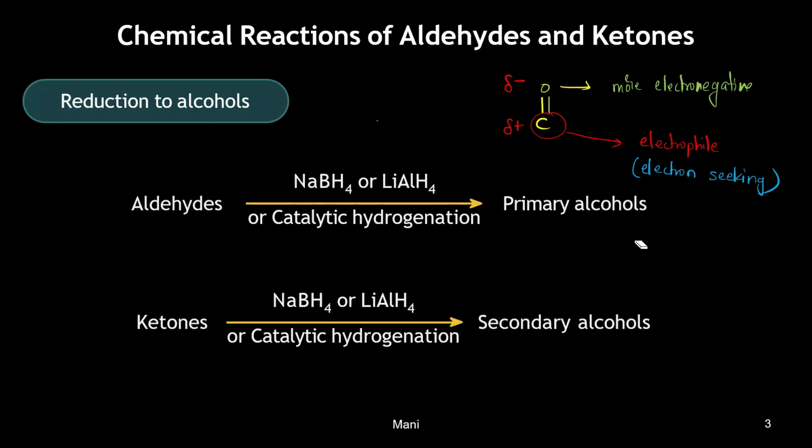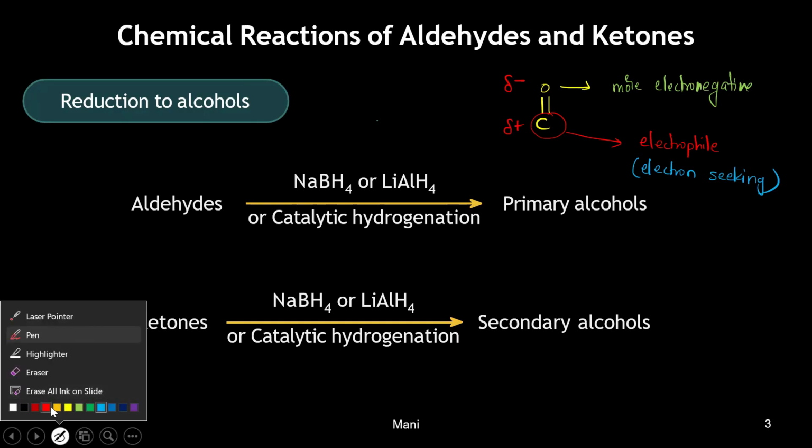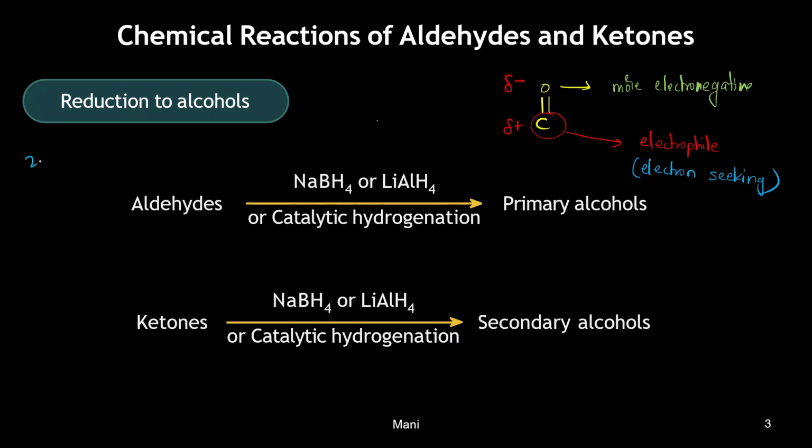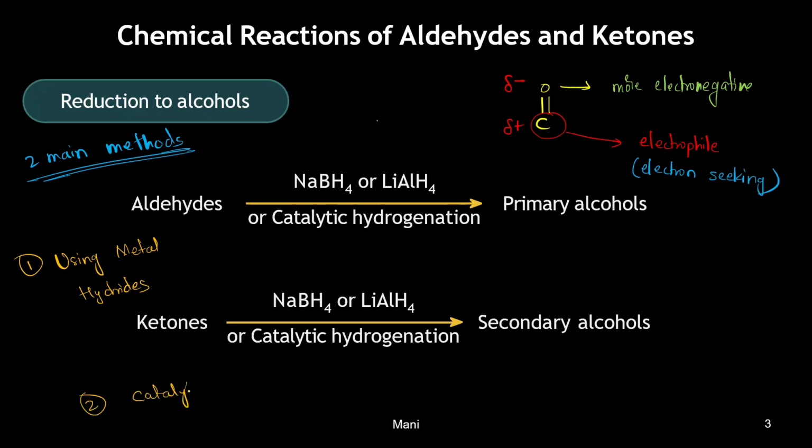Mainly it happens through two main methods. Remember, there are two main methods. One is using metal hydrides, and two is catalytic hydrogenation.